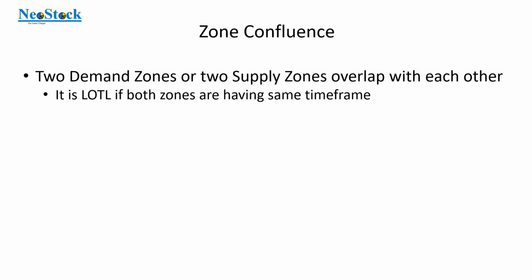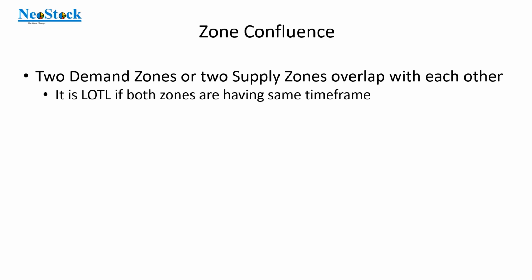During the phase 1 training program, we didn't learn about time frames. So whatever you learned during the phase 1 training program, everything is applicable to the same time frame. Now during this phase 2 training program, we are focusing on the time frames. Now you have better clarity. So now you have to understand what LOTL is. LOTL is when two demand zones or supply zones overlap with each other, but the condition is both zones should belong to the same time frame.